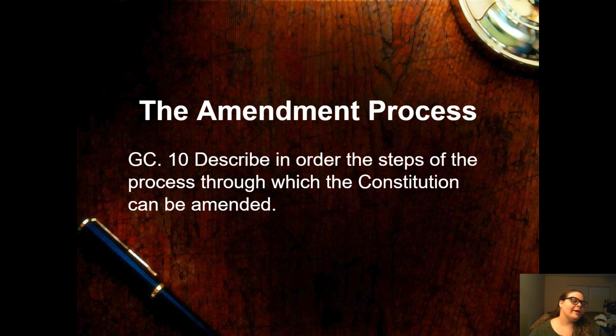Hello, everybody. We're here today to talk about how the Constitution can be amended. So we're dealing with Tennessee Government and Civic Standard 10, that says describe in order the steps of the process through which the Constitution can be amended. So that's exactly what this set of notes is going to do.